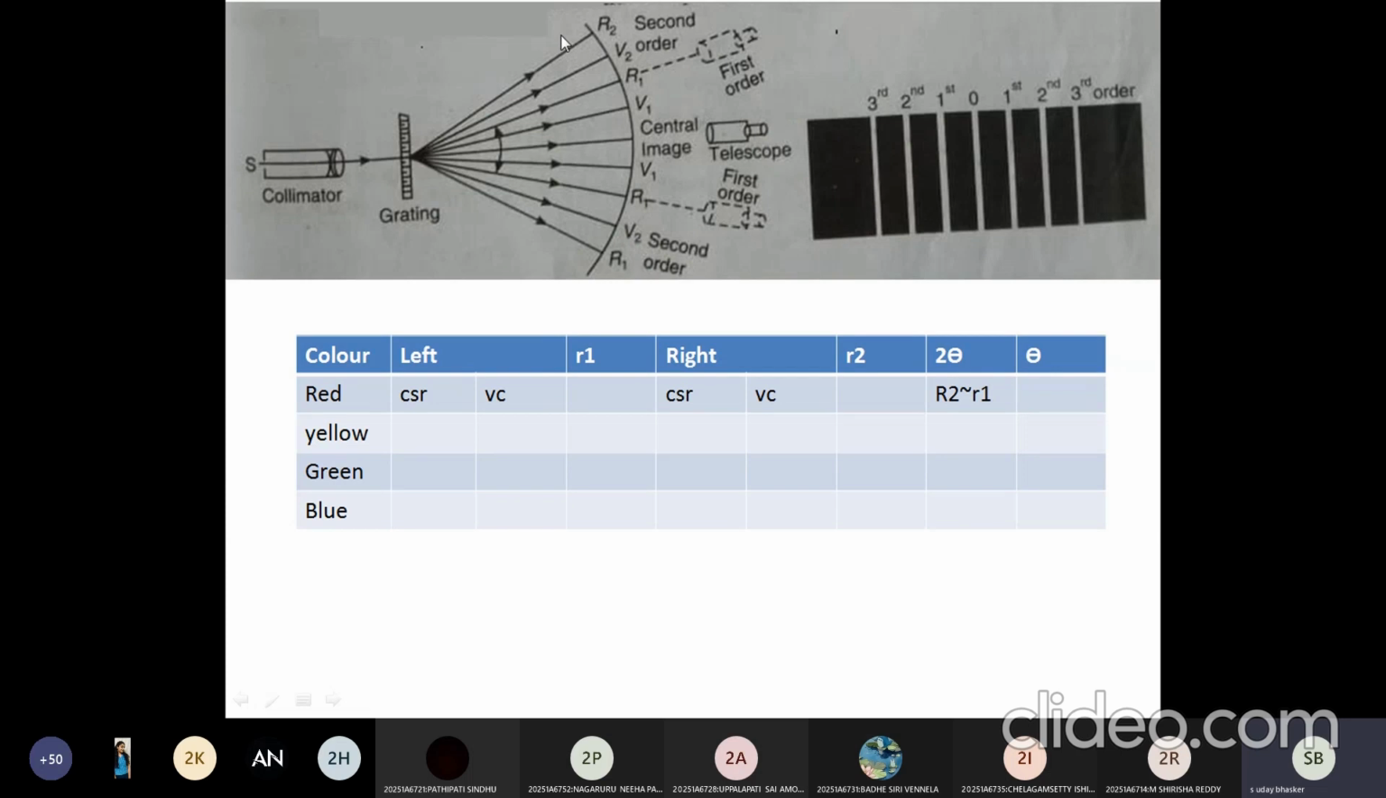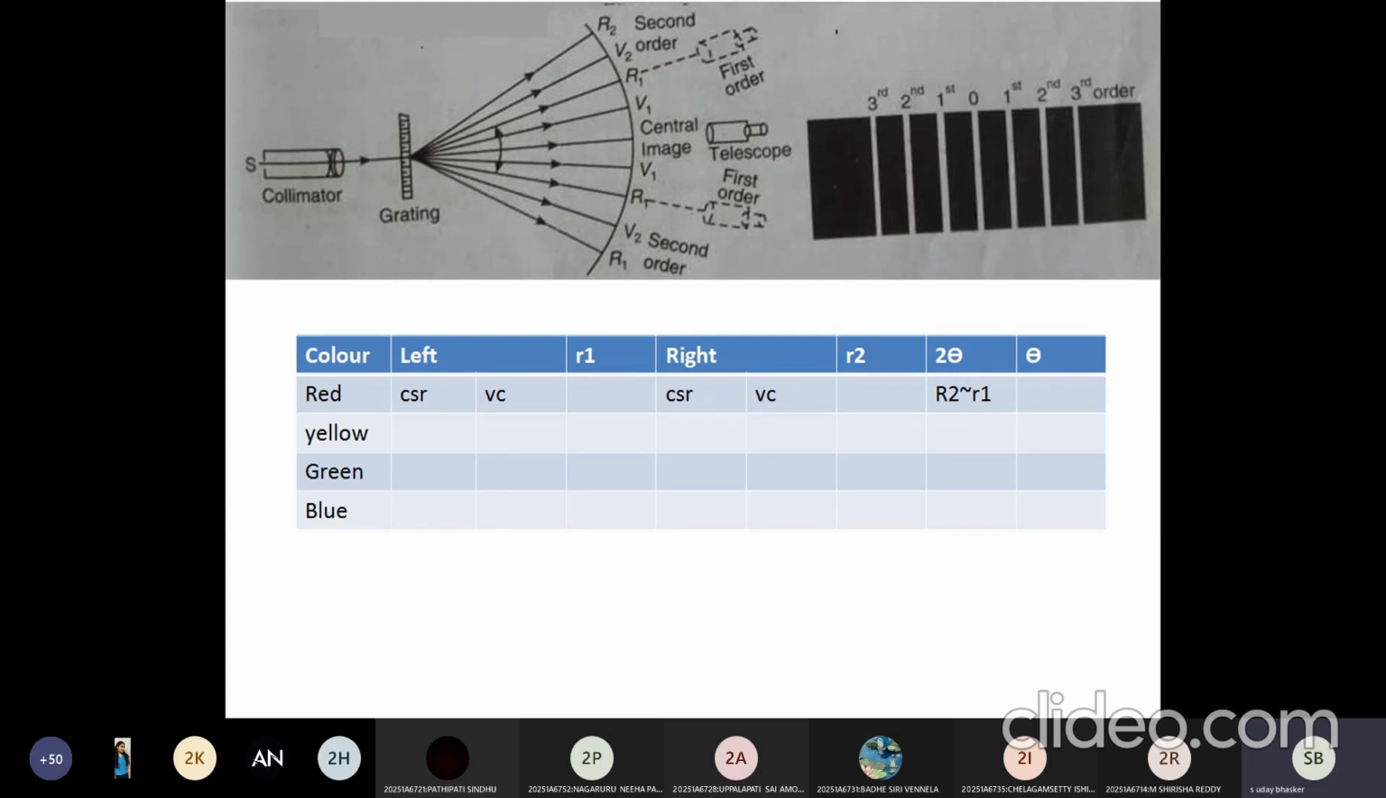Okay, then what do you get? The difference between the red on either side will be 2 theta from the original direction. Original direction deviation is theta, and 2 theta to the left and theta to the right. This is 2 theta for red. That's what you'll get. Similarly, to the right, yellow, green, and blue, and from that you'll get theta values. And using these theta values, you can find out lambda value using the diffraction grating equation.